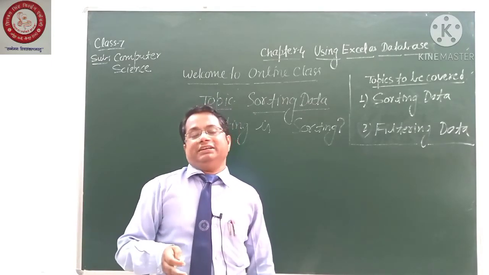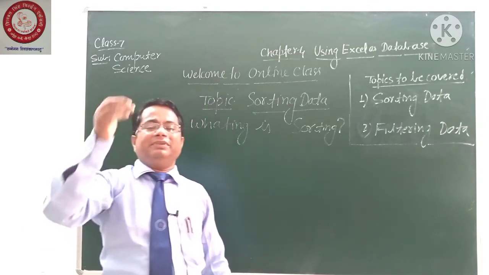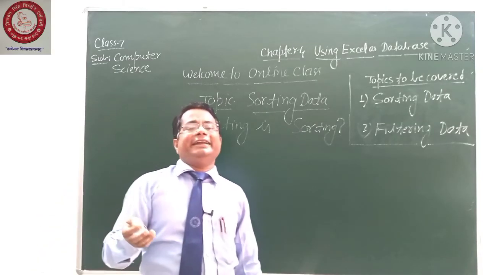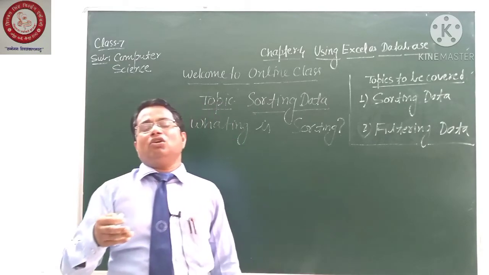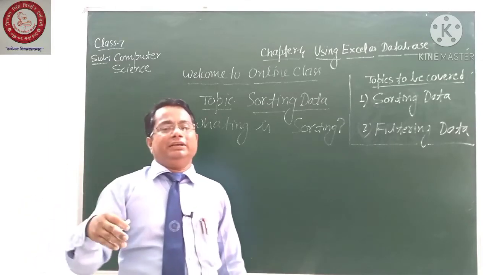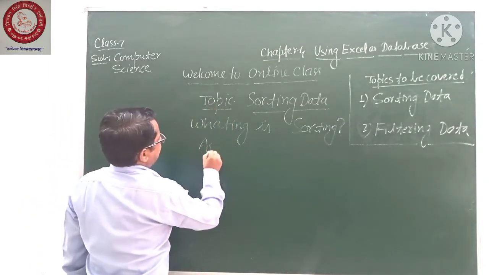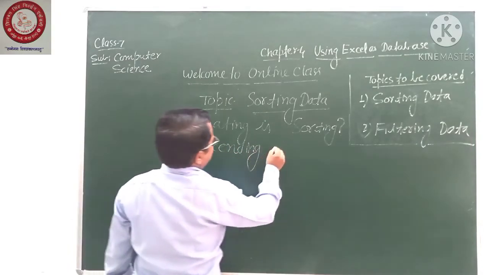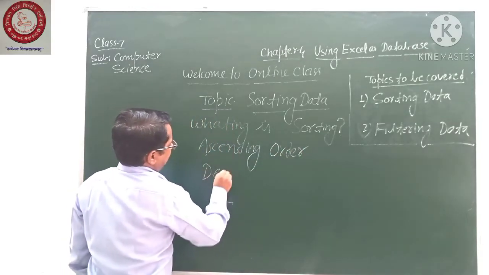How are we going to arrange that? Likewise, if I give you some names of students, and those names are arranged in a random way, then for arrangement you can arrange them from letter A to Z or from Z to A. I mean to say you can arrange your data in ascending order or in descending order.